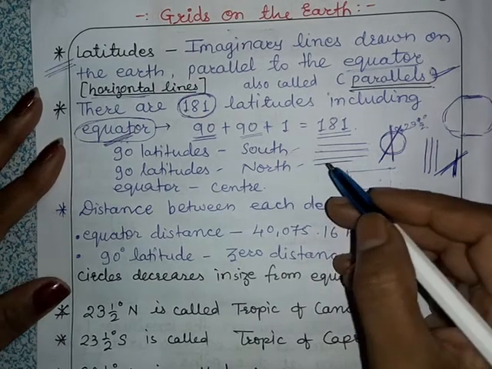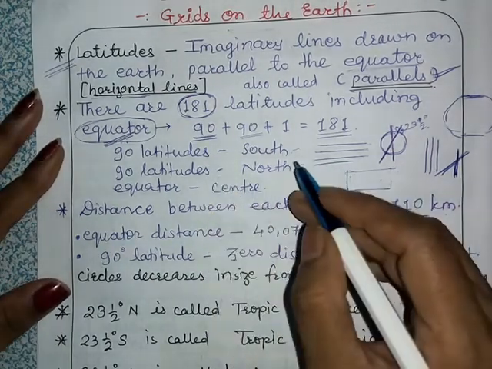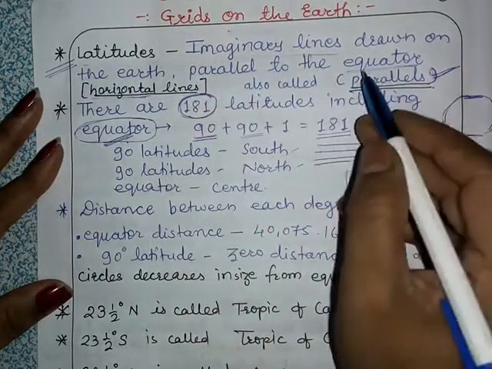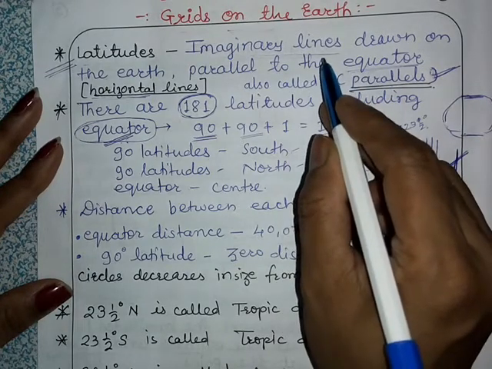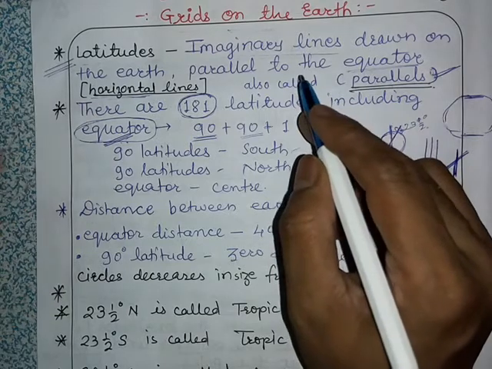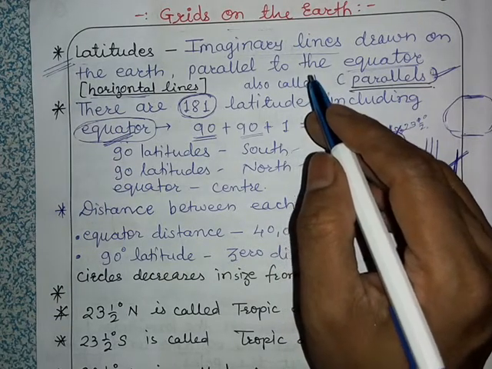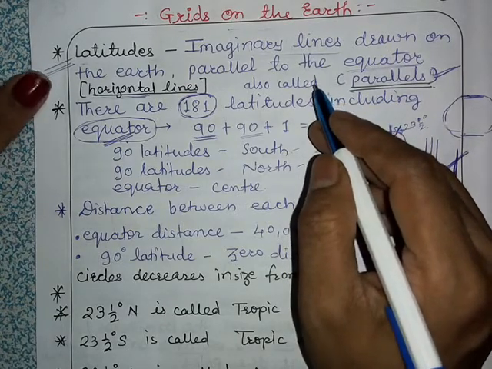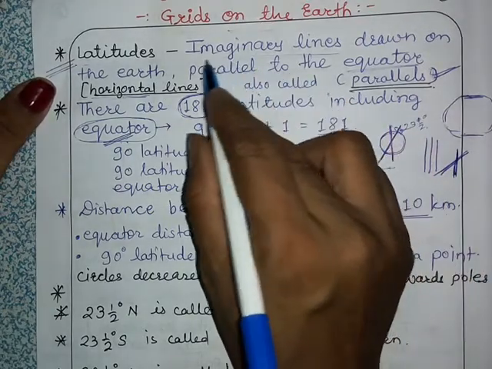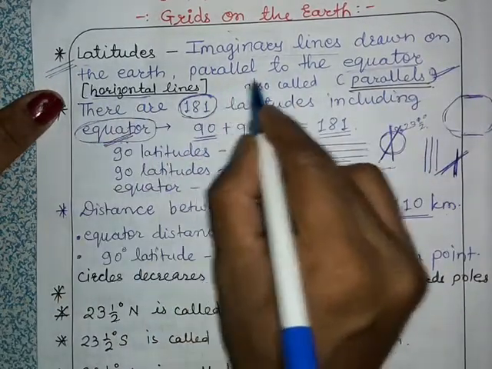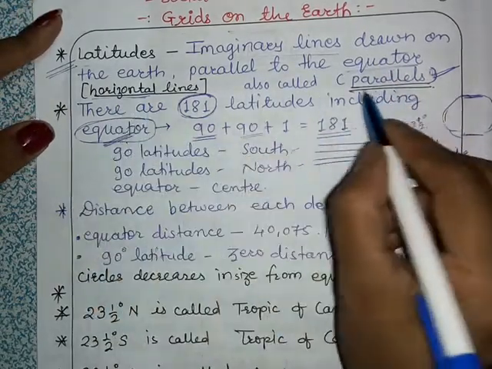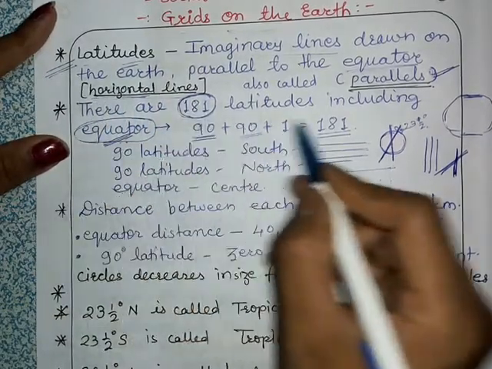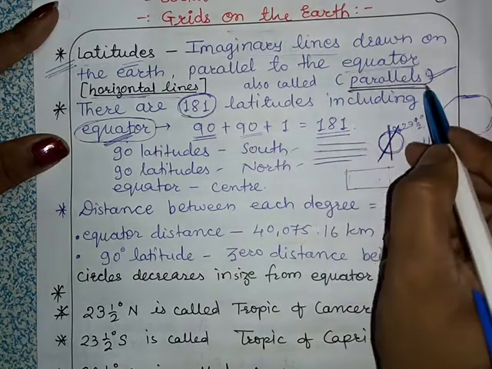These globes and maps have lines on them, that are imaginary lines. These lines are not actually on the earth, they are only imaginary. We have just imagined that these lines could be there for locating different places on the earth. The imaginary lines drawn on the earth parallel to the equator are called parallels or latitudes. Latitudes are the horizontal lines drawn on the earth.